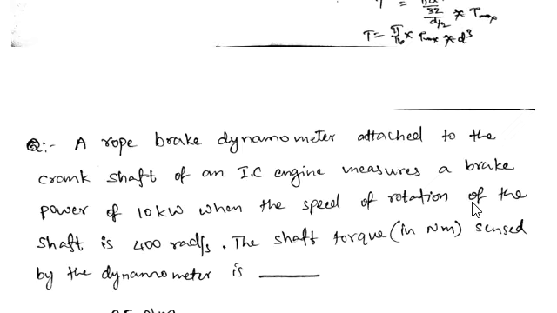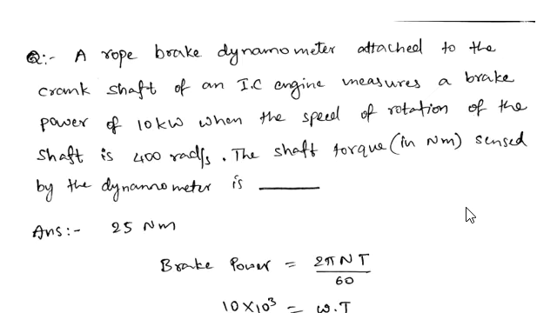And if you see the next question, a rope brake dynamometer attached to a crankshaft of an IC engine measures a brake power of 10 kilowatts when the speed of rotation of this shaft is 400 radians per second. The shaft torque in Newton meter sensed by the dynamometer is.